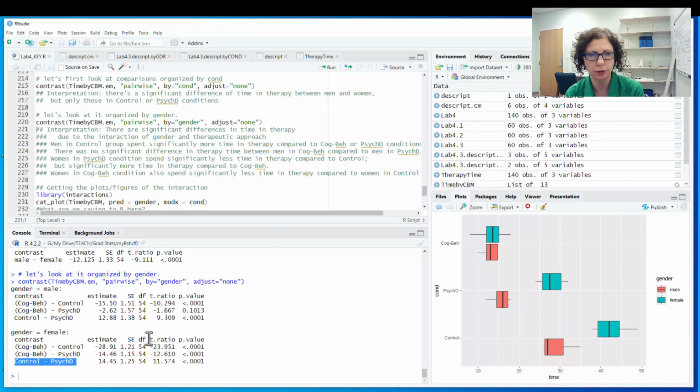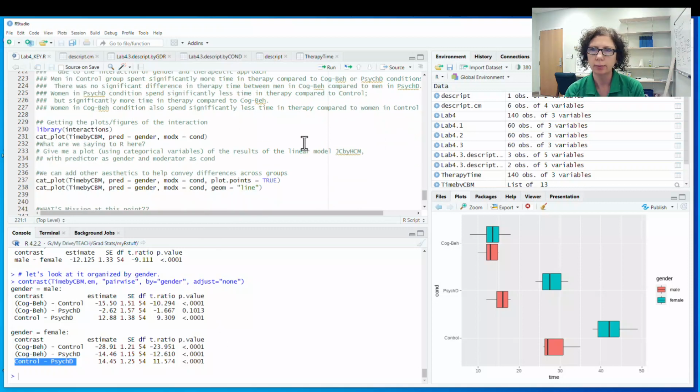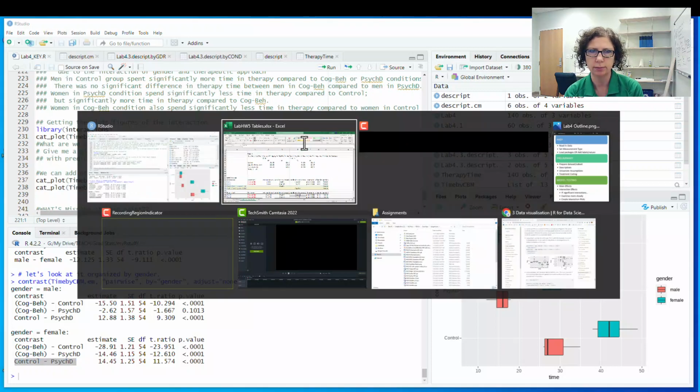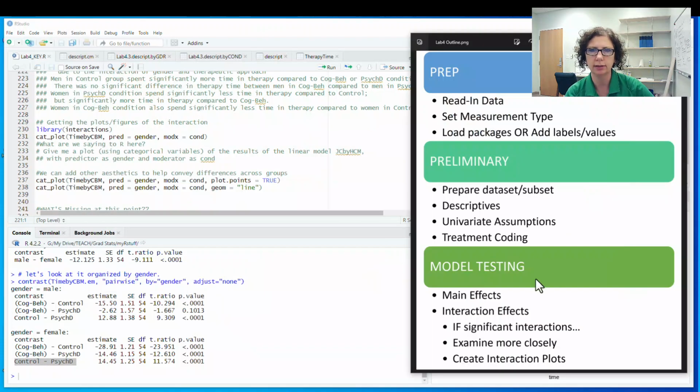So that's what you want to go into detail with on your write-up after you tell the reader that you had a significant interaction. You probe it and find out exactly when that significant interaction is at play. So a couple more things we need to do because we have a significant interaction. We need to create some interaction plots so that we have a way to visually describe the differences going on there due to the categorical predictors.